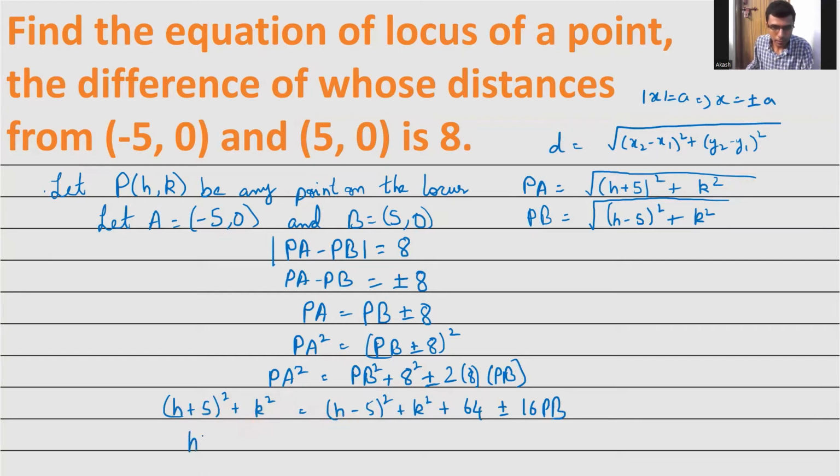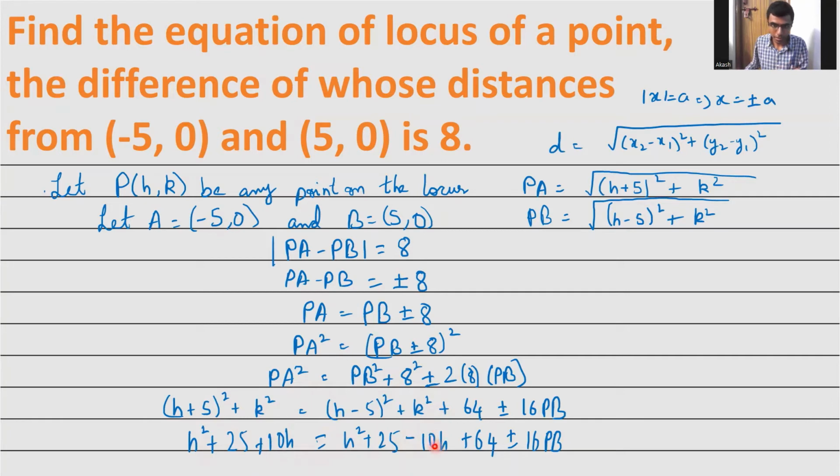Okay, I'll get h square plus 25 plus 10h is equal to h square plus 25 minus 10h plus 64 plus or minus 16 PB. As I already told you, k square and k square will get cancelled since they are same and they also have the same sign. That's very important. Like here, h square will get cancelled, 25 will get cancelled, and then I'd be left out with 10h is equal to minus 10h.